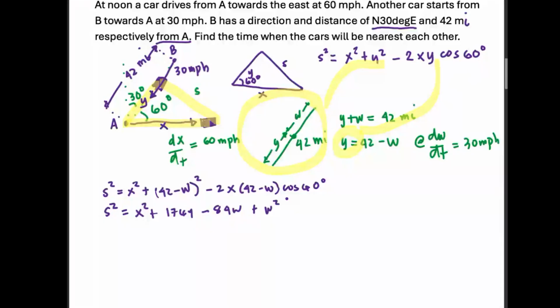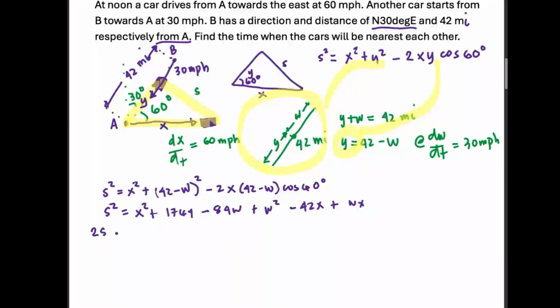Cosine 60 is 1/2, then cancel with 2 here. So it will just be minus 42x plus wx. So that is now the expanded equation. So let's recheck. Okay, yeah, that's it. We will now derive everything with respect to t.